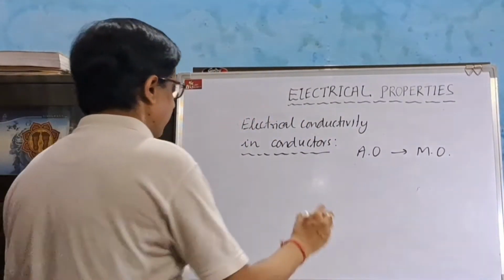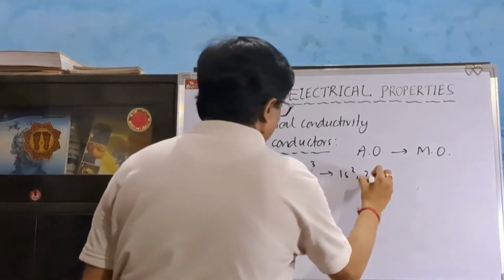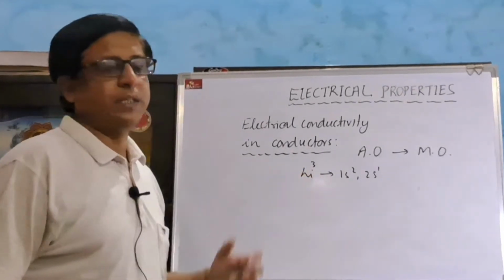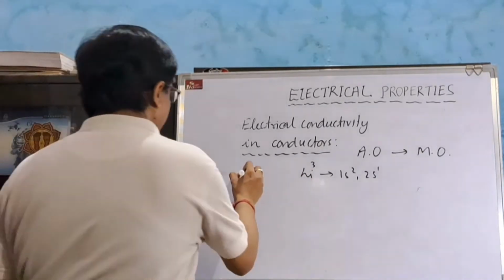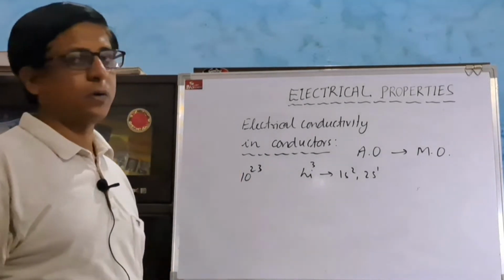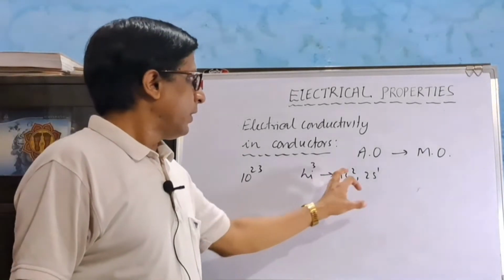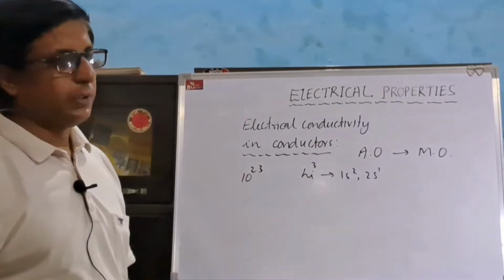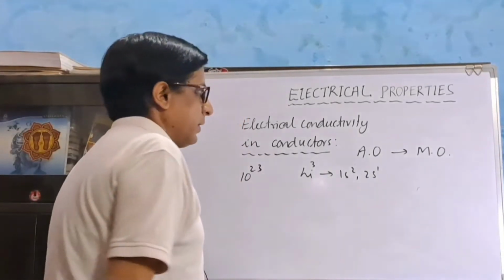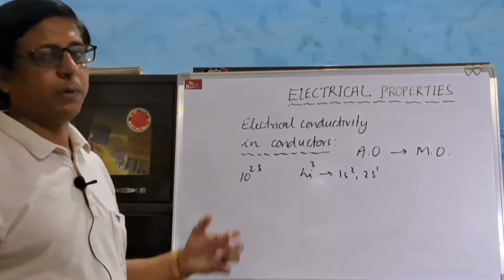For example, the electronic configuration of lithium is 1s2, 2s1. In case of lithium metal, there are lithium atoms of the order 10 to the power 23. These lithium atoms have atomic orbitals. The atomic orbitals combine to form molecular orbitals, and these molecular orbitals are so closely spaced that they form a band.